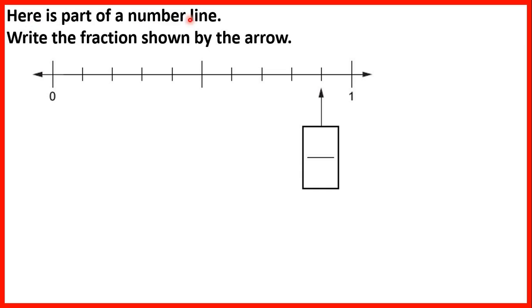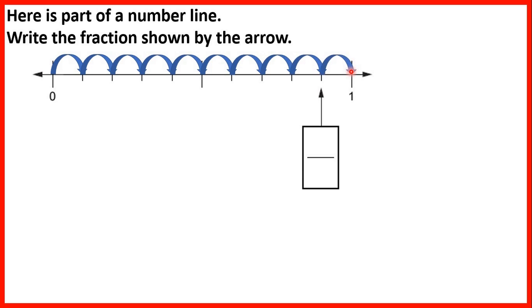Here is part of a number line. Write the fraction shown by the arrow. So we have 0 and 1 on our number line. And to get from 0 to 1, we have 1, 2, 3, 4, 5, 6, 7, 8, 9, 10 lines.